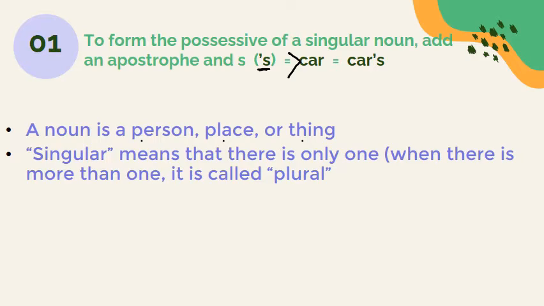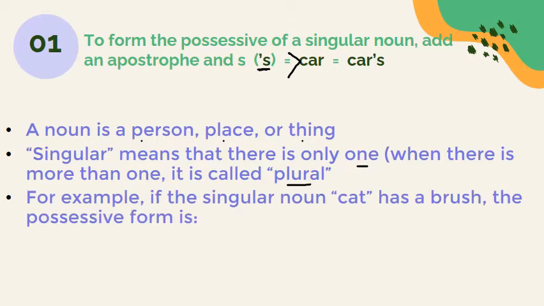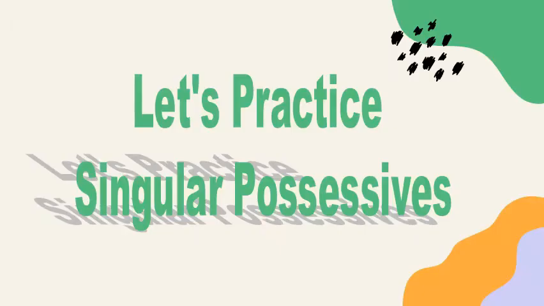Singular means that there's only one. When there is more than one, we call it a plural. We already know this information. For example, of the singular noun, a cat has a brush. So I have one cat, and it has a brush. Then the possessive form will be what? The cat's brush. As I said, you simply write the noun as it is in singular, and then you add the apostrophe s, and it becomes the cat's brush. Let's practice singular possessives.